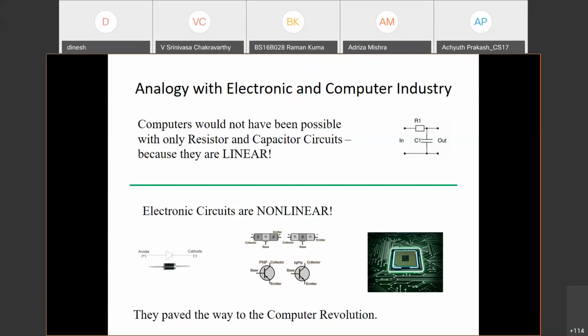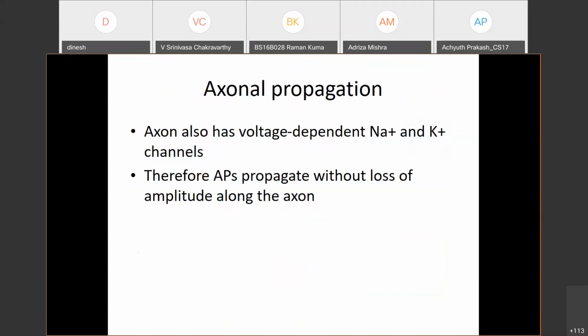And that is what has led to the computer evolution. You could not have built a modern computer with simply RLC, or resistor, capacitor, and inductor kind of circuits. It's not possible. You needed these nonlinear devices, which are switches, which is what transistors are. Similarly, imagine if a neuron didn't have voltage dependent sodium and potassium channels. Then it would be a pretty pathetic neuron in terms of its computing abilities.